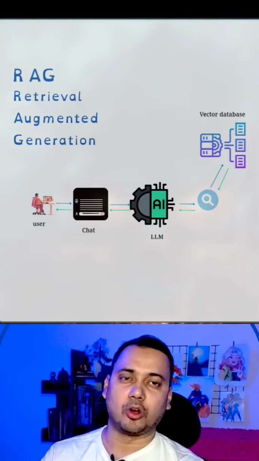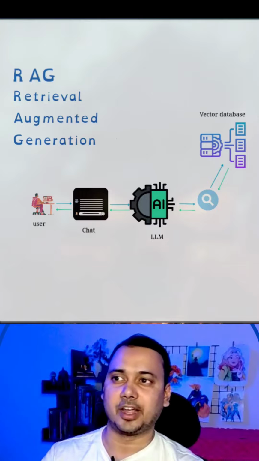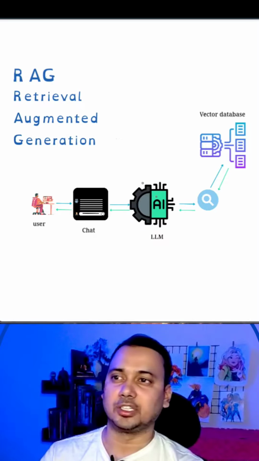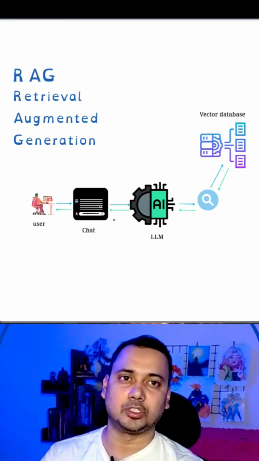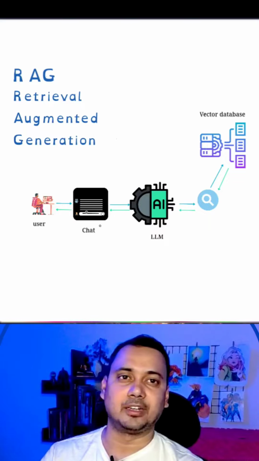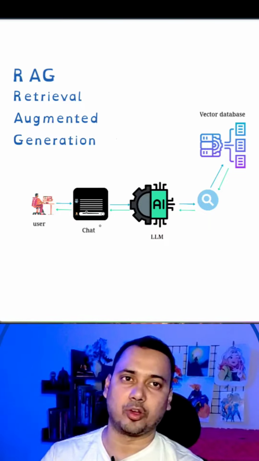Today I'm going to talk about retrieval augmented generation, which we also call RAG. So there is a user who will be asking the question. For taking the user question, there is an app which we call a chatbox. In the chatbox, the user will provide his or her questions or queries.